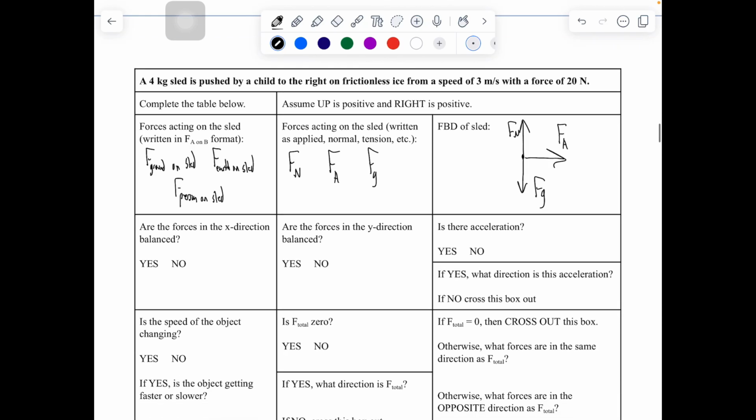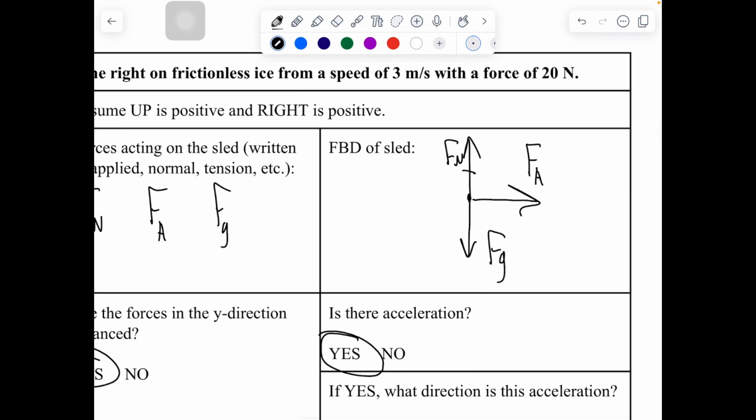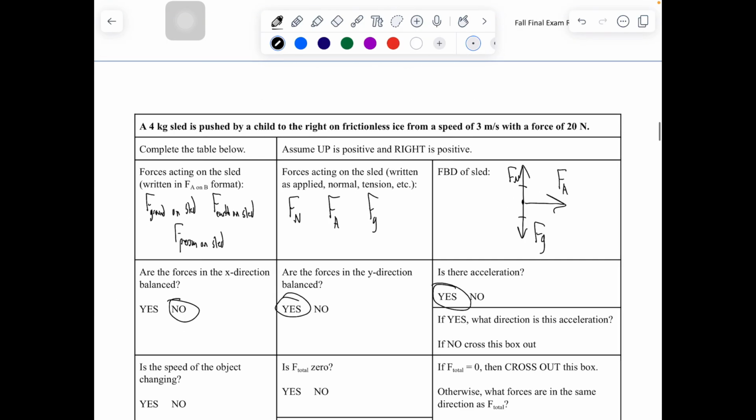Okay. Are the forces in the x direction balanced? Well, there's no force to the left, so they cannot possibly be balanced. Are the forces in the y direction balanced? Yes. But the sled is not accelerating vertically, so the vertical forces must be balanced. Is there acceleration? Yes. We can even draw in normal force and gravity are balanced with our little tick marks.